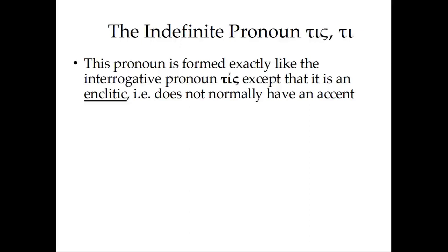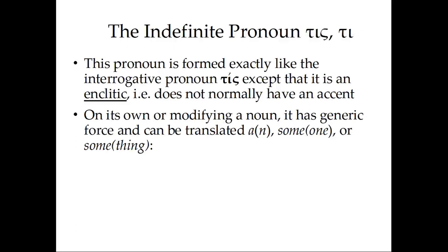As an enclitic, it also does weird things to the accent of the words that come before it. Occasionally, it'll have an accent itself if it's followed by an enclitic. On its own or modifying a noun, it has generic force and can be translated a or an, some or someone, some or something. So we're not talking about anyone or anything in particular. In English, we might use the indefinite article, a or an, in translating it.